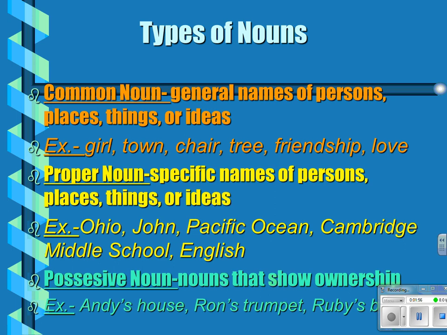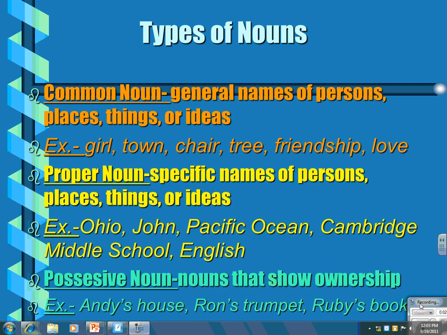Possessive nouns would be nouns that show ownership, like Andy's house, Ron's trumpet, Ruby's book. And Andy owns that house, Ron owns that trumpet, Ruby owns that book. So those show ownership.